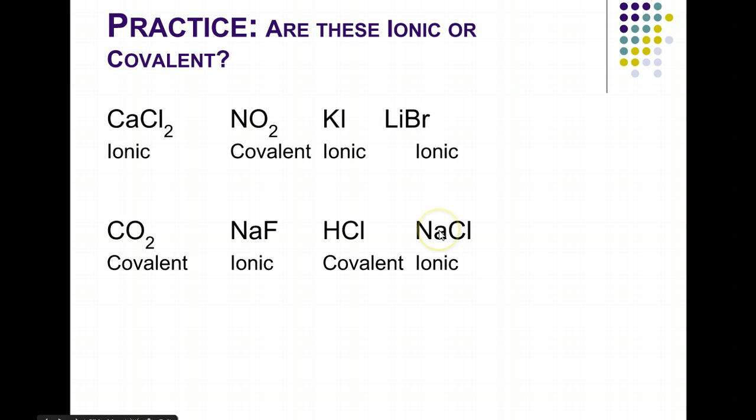Okay, a little practice in case you want to see, are they ionic or covalent? Ionic, you've got a metal and a nonmetal. Covalent, 2 nonmetals. Ionic, metal, nonmetal. Covalent, nonmetal, nonmetal. You can see things like CO2, carbon dioxide that we breathe out. It's a covalent compound and it's a compound that living things utilize.